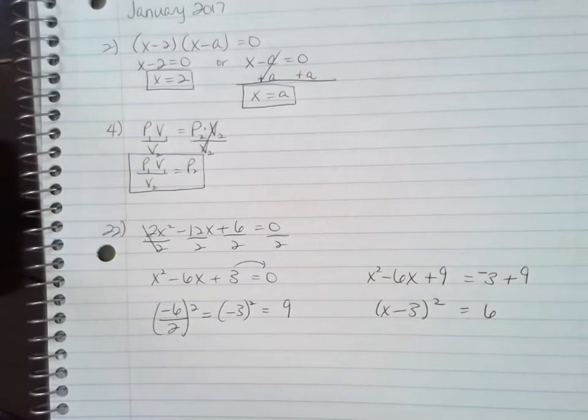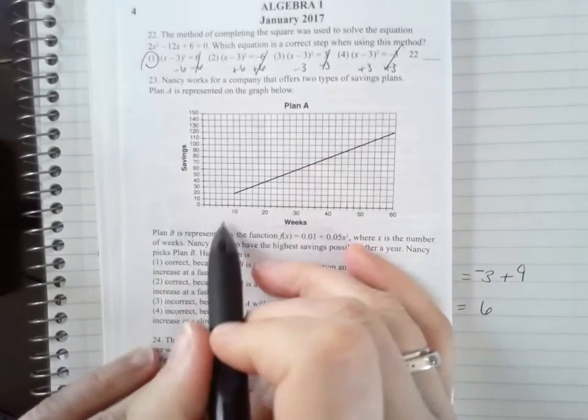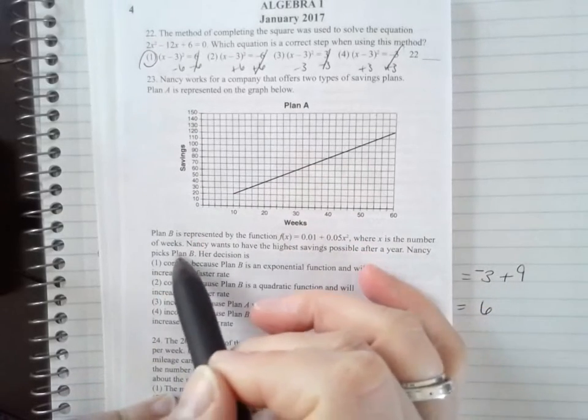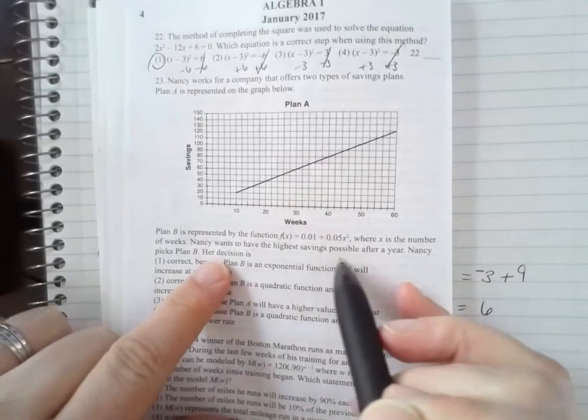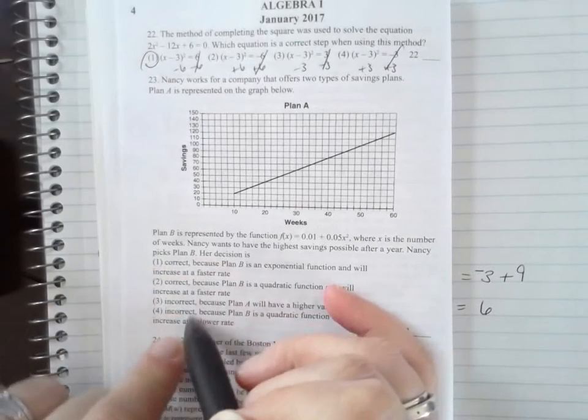Last 2 questions. Nancy works for a company that offers 2 types of savings plans. Plan A is represented in the graph below. Plan B is represented by this function, where x is the number of weeks. Nancy wants to have the highest savings possible in a year. Nancy picks Plan B. Her decision is correct or incorrect.